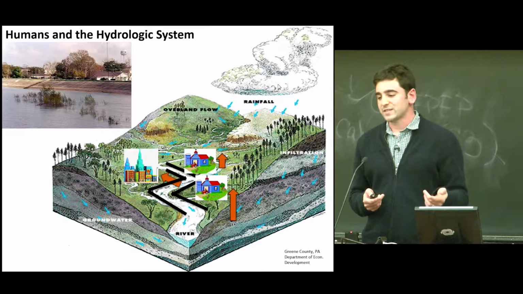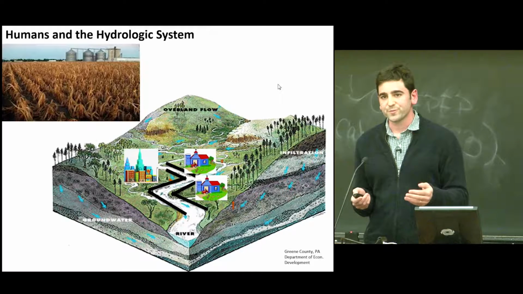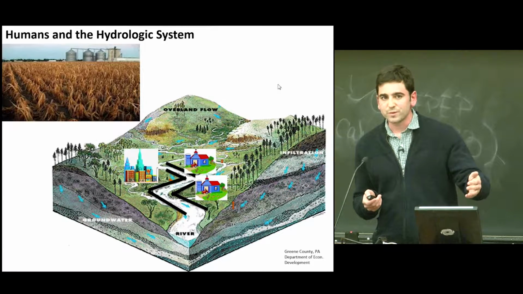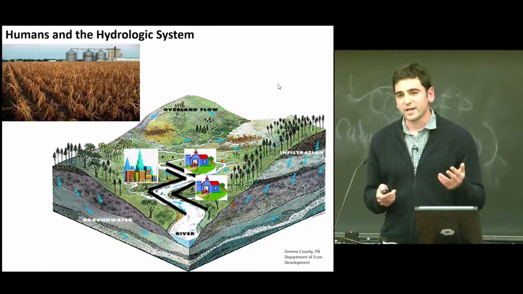We can face the opposite type of hydrologic extreme, drought. So rain goes away and we still want to use water. To mitigate this, we build more infrastructure. One option is we sometimes build dams.